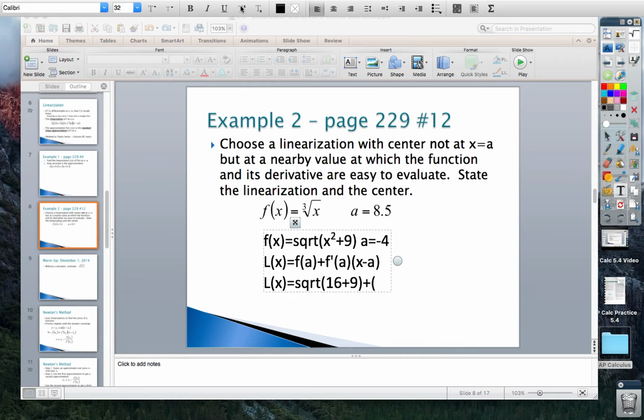Now we know f prime of a, or the derivative of the square root of x squared plus 9, would yield negative 4/5 times x plus 4. Now we know that approximation, when we clean this all up, turns out to be 5 minus 4/5 x minus 16/5. Simplifying further, we get negative 4/5 x plus 9/5.